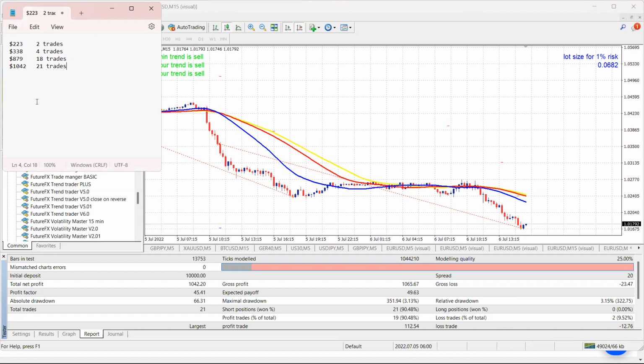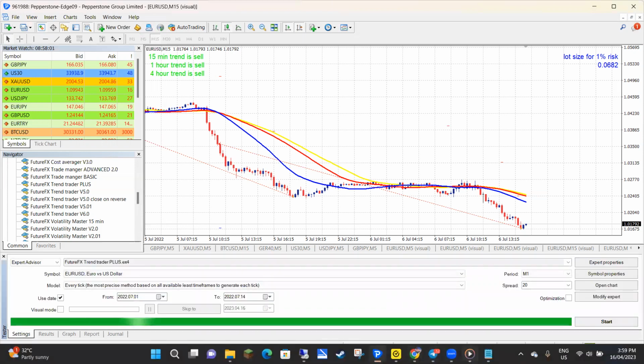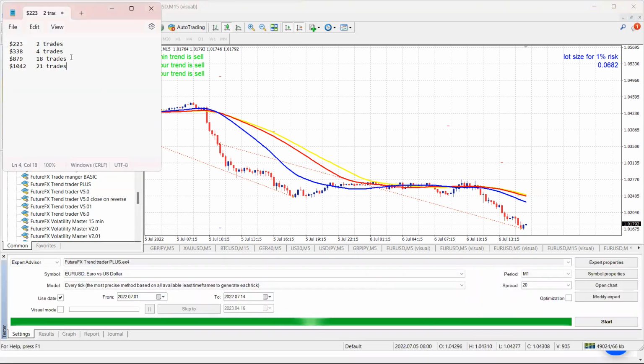Okay, now admittedly, I already know from testing that the lower time frames aren't going to work on all pairs, at least not until we come up with some new optimized settings to suit the whole new setup. But you know, I don't think you can argue with these results.